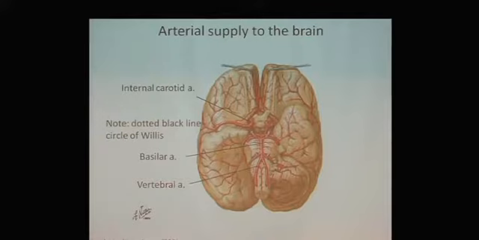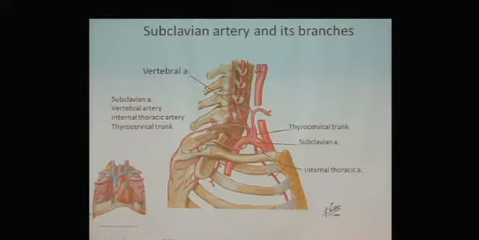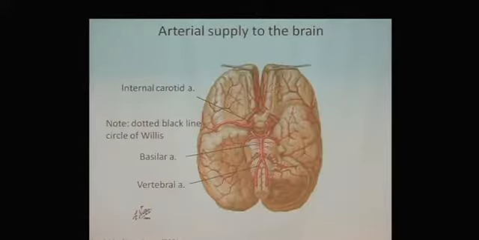circle of Willis. So theoretically, if one of these is blocked, so maybe you have a problem with the basilar artery, reduced blood flow, then you might be able to make that up with the internal carotid blood flow. So there's some redundancy to the blood flow in the brain. That's a good thing. But you can see how if you have a block to a vertebral artery or a block to a carotid artery, how that could limit blood flow to the brain.